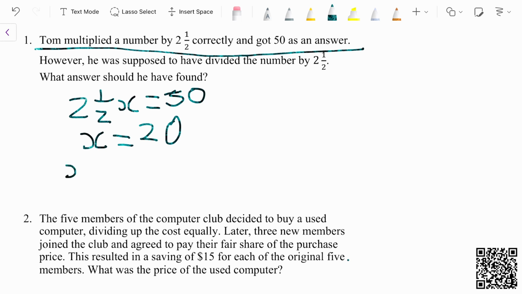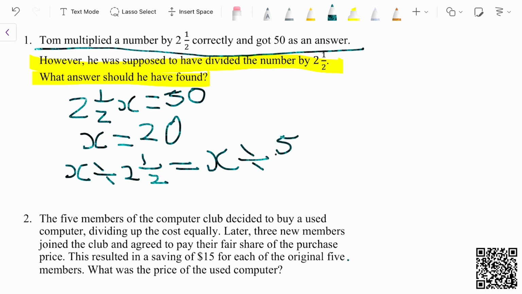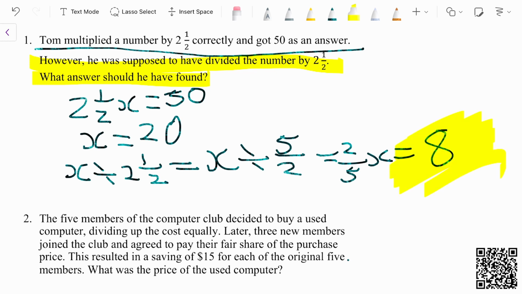Alright, so x divided by 2 1/2. So that is the second part of the equation. Alright, the word problem. It would be equivalent to x divided by 5/2 multiplied by reciprocal. So 2/5 x, which would then be equivalent to 8, if you do that little bit of mental arithmetic.